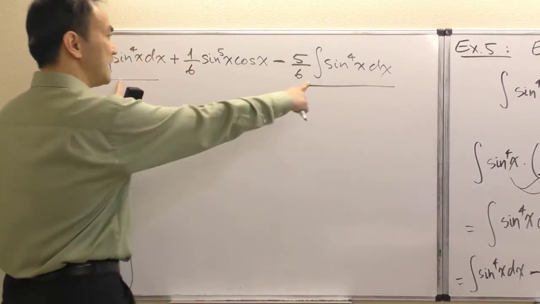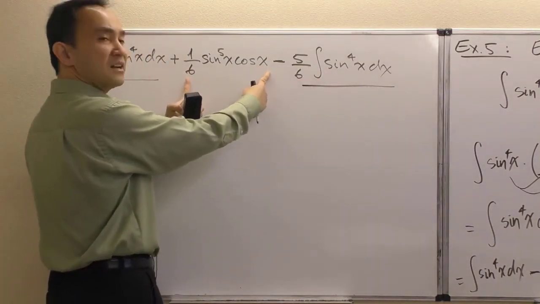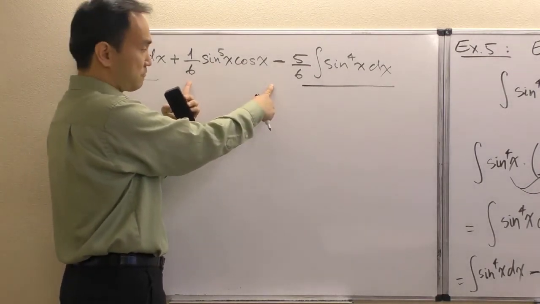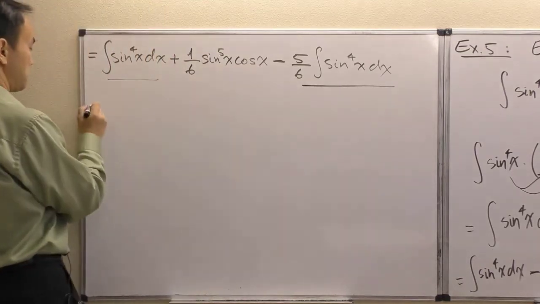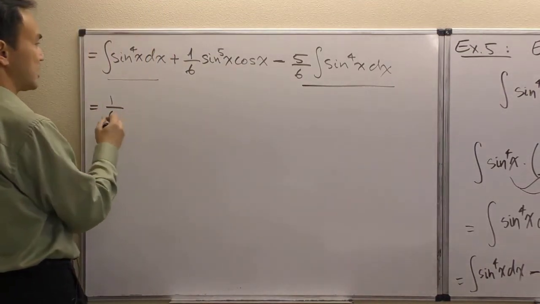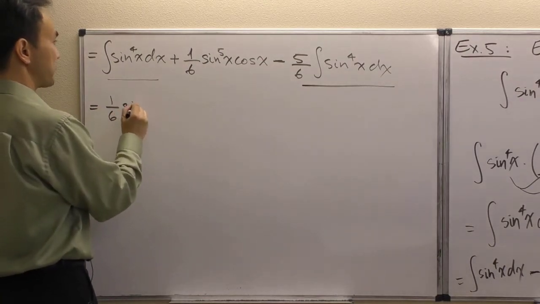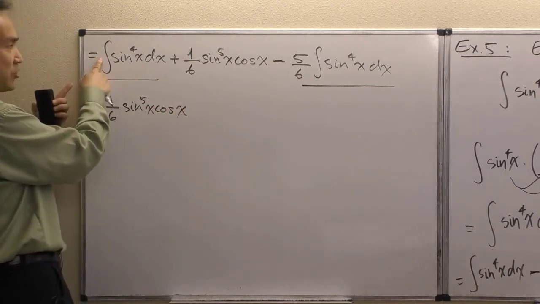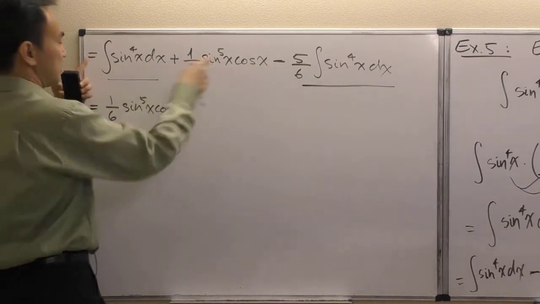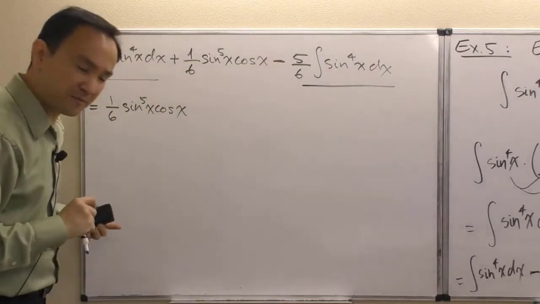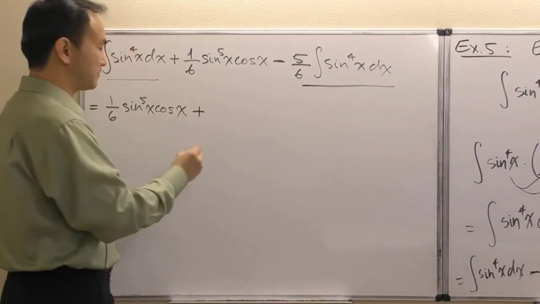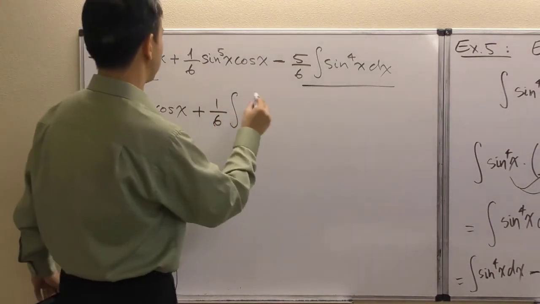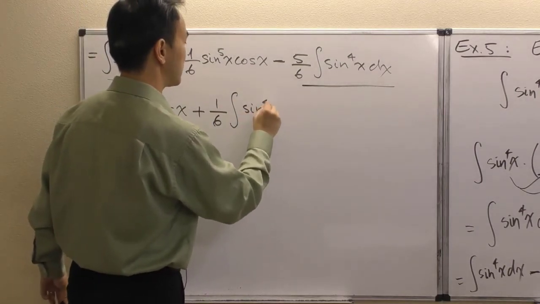Combining these as like terms, I now have my right to put this as a front term, because this one is done being integrated. So I'm going to leave the positive 1/6 times sine to the 5th of x times cosine of x. Then the coefficient 1 minus 5/6 is going to give me a positive 1/6, multiplied with the integral of sine to the 4th of x dx.